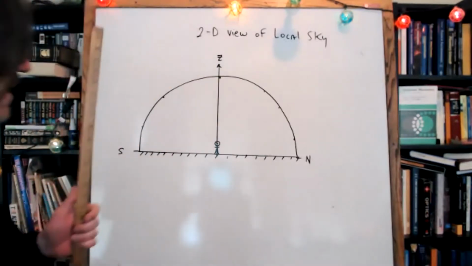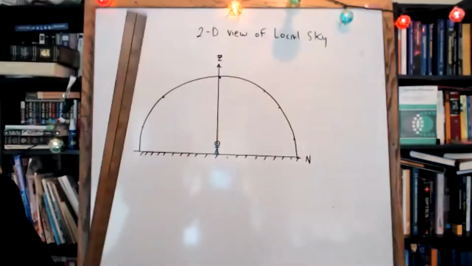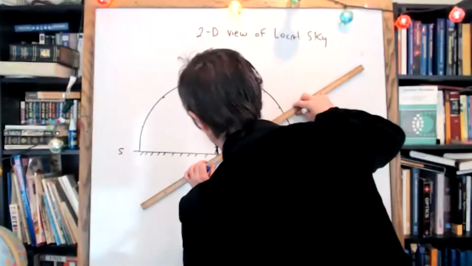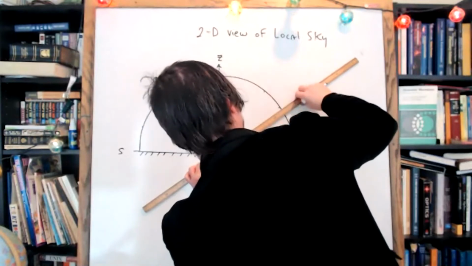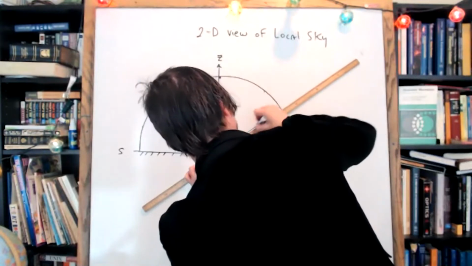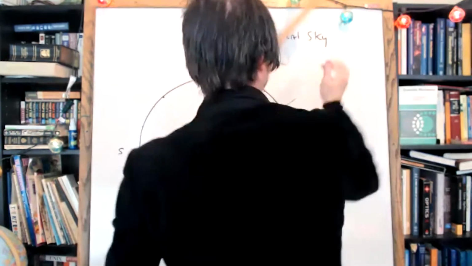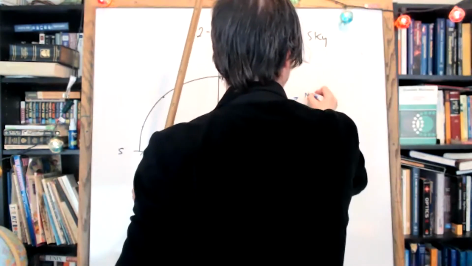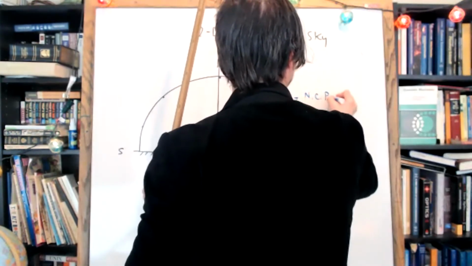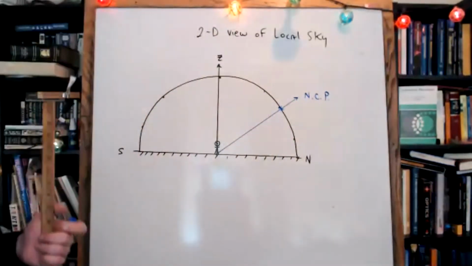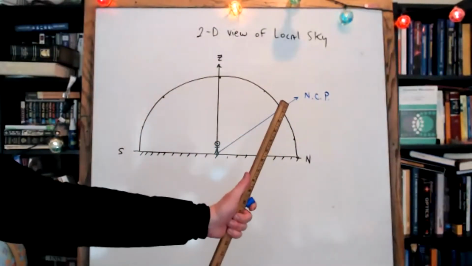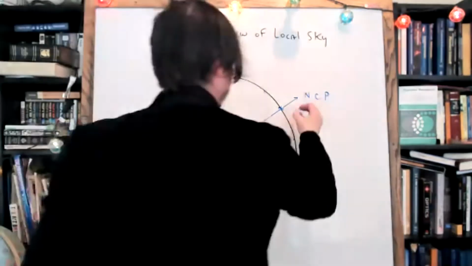Let's also draw in the north celestial pole. We'll make a line that goes from the observer's foot up to the northern sky. Let's label this NCP. And let's remind ourselves that on the sky, that's where Polaris is.